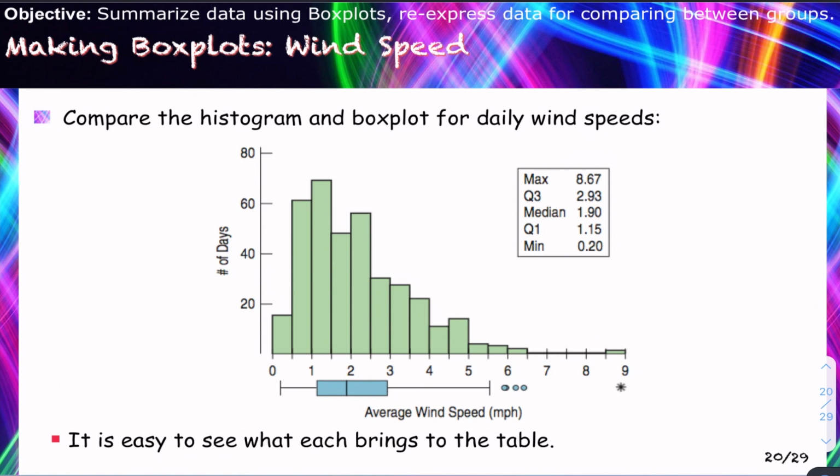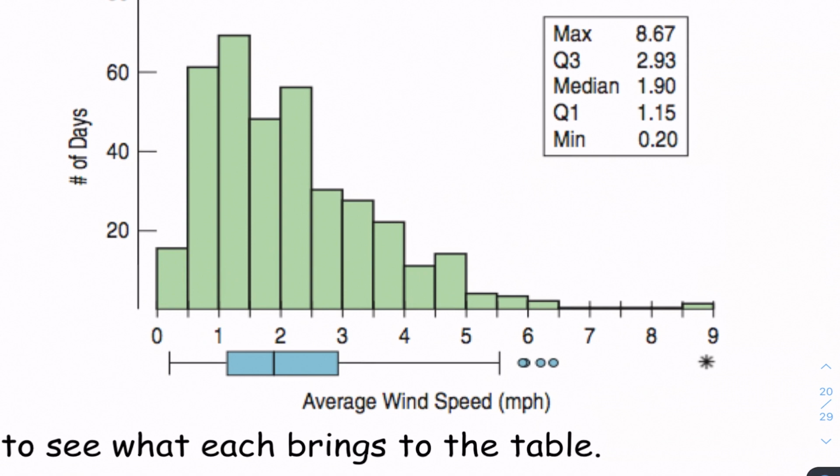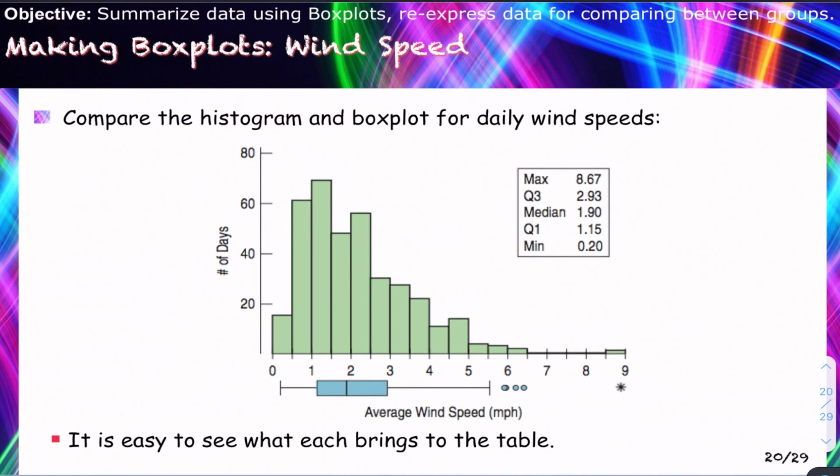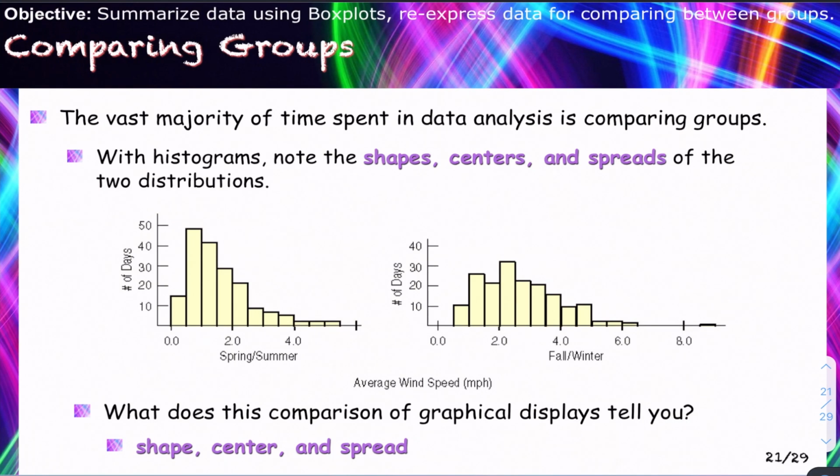Next, if we compare the histogram and box plot to go back to our daily wind speeds, it's easy to see what each brings to the table. So when we're looking at a histogram, it shows us the overall distribution. When we're looking at a box and whisker plot, we can see where the data is concentrated as well as possible outliers. So both bring something unique to the visualization.